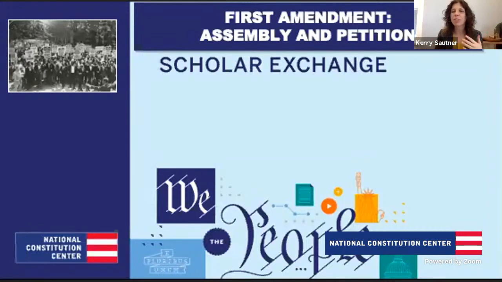My name is Kerry Sautner. I'm the Chief Learning Officer at the National Constitution Center. I'll be here with you today and guide you through our class on assembly and petition, looking closely at the First Amendment and even closer at the clause that really focuses on these two rights and tools that we can use as Americans.